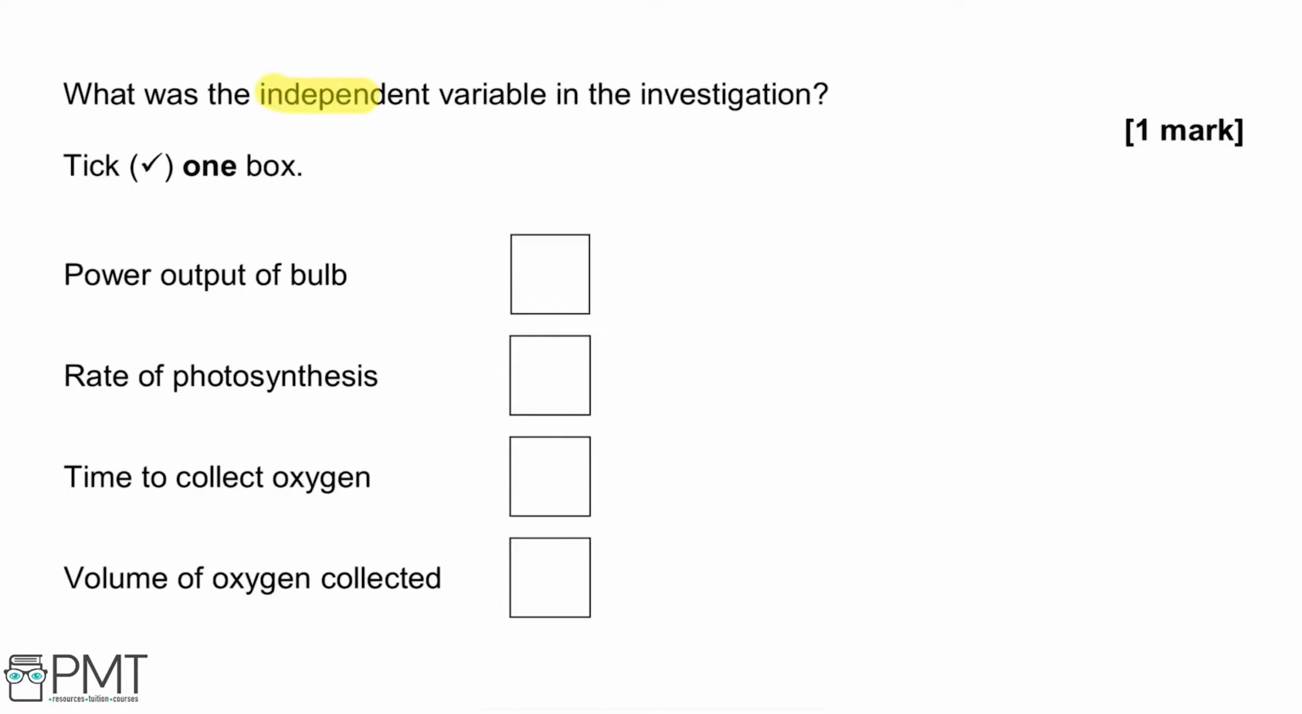What was the independent variable in the investigation? So first let's just be reminded of this term, independent variable. This is the variable in the investigation that you are changing. And the method's told us what this is because the last step said repeat the steps using bulbs of different power outputs. So that's what's going to be different each time. So we tick that top box.